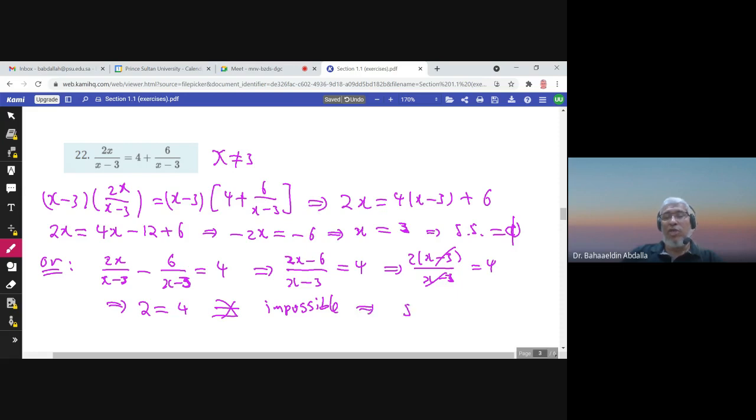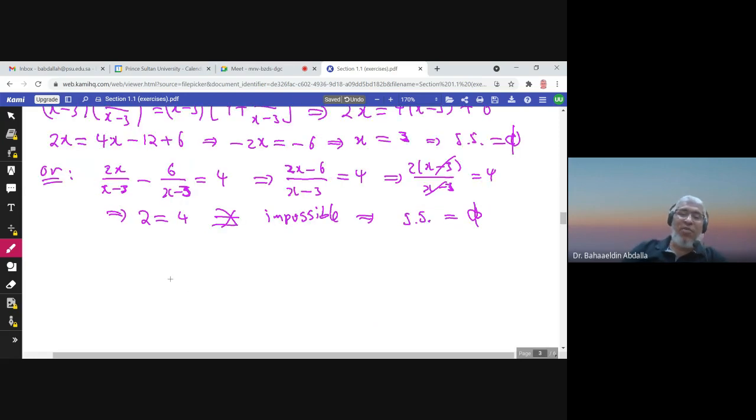So the solution set is 5. So you can solve it either by the first method or the second method. Both are correct.